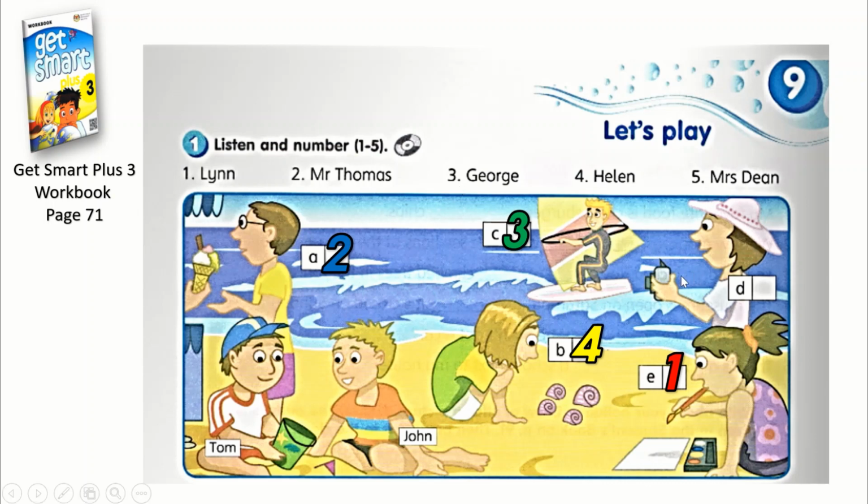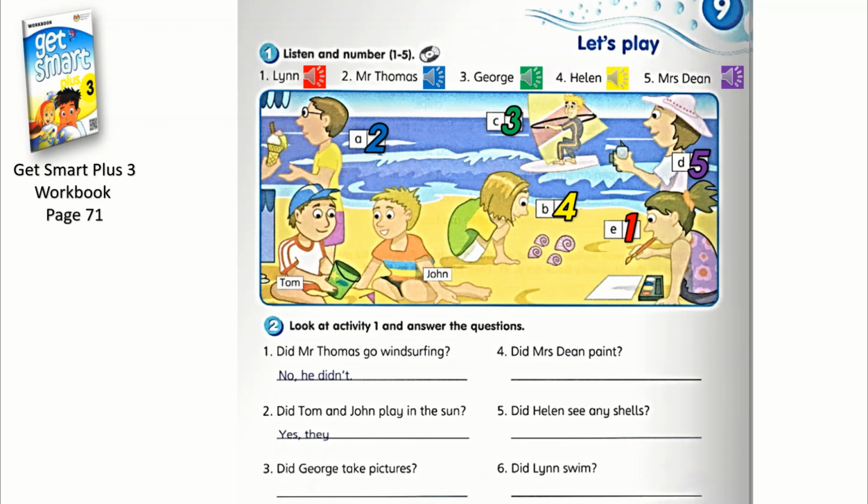So Mrs. Dean was the one who took pictures. So here she is, number 5. Yay! So we got it all. Good job, everyone. Now let's look at activity 2. For activity 2, we need to refer back to your answers in activity 1. Okay, are you ready? Let's look at number 1.